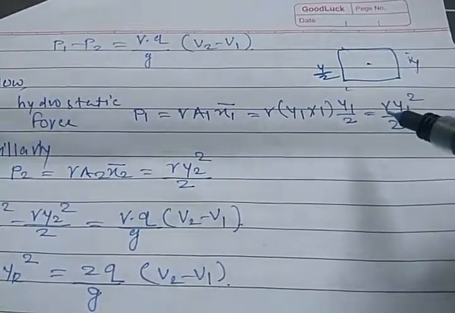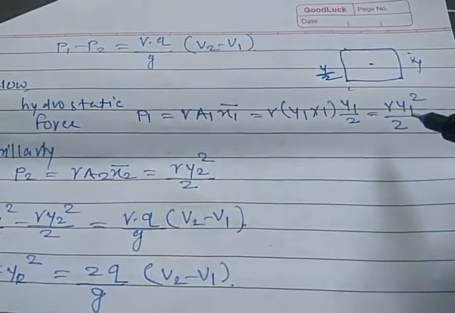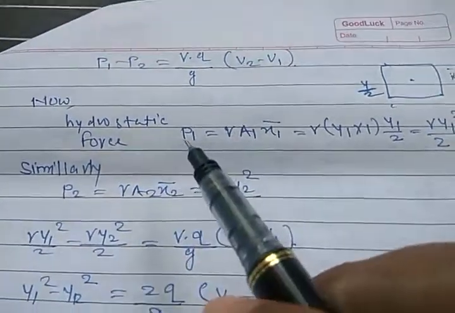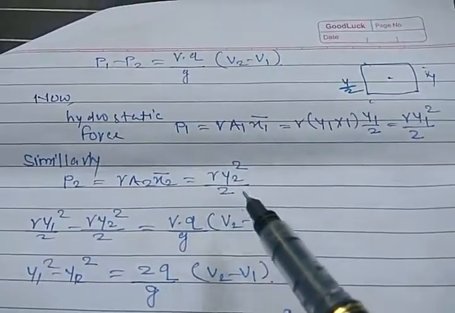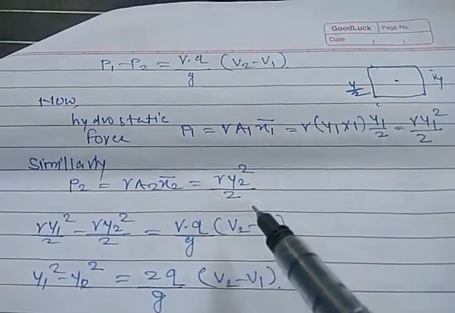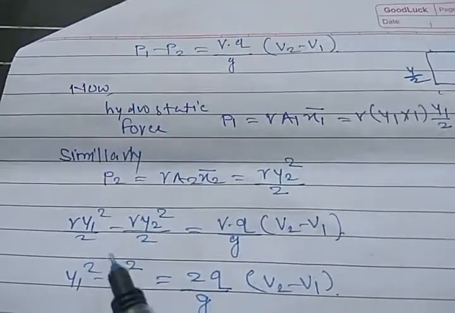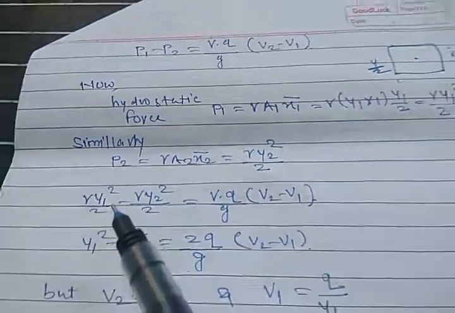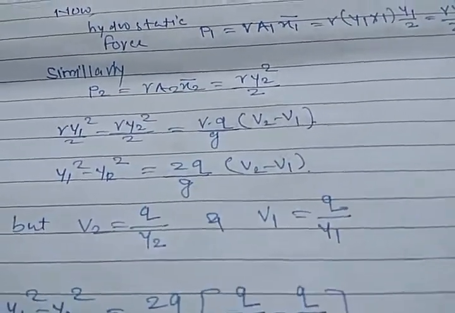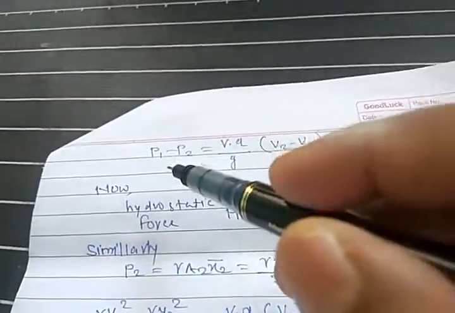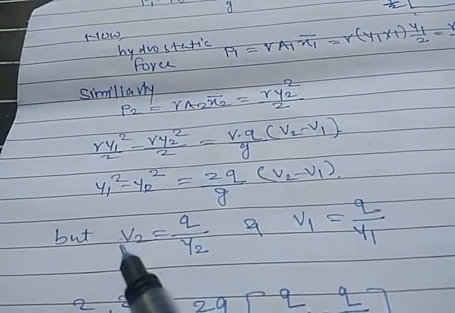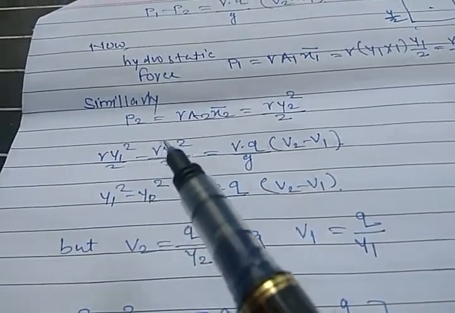So ultimately it is gamma y1 square by 2. This is for P1. Similarly for P2, gamma y2 square by 2. So P1 minus P2 is this.